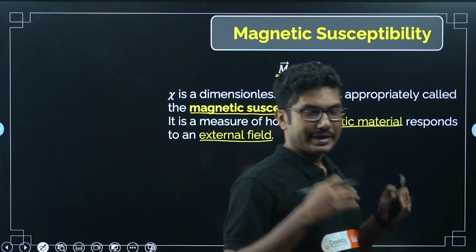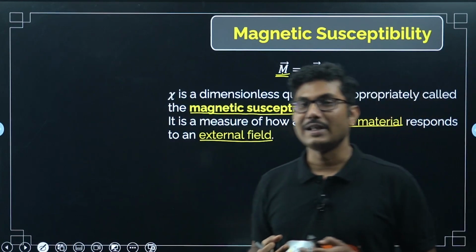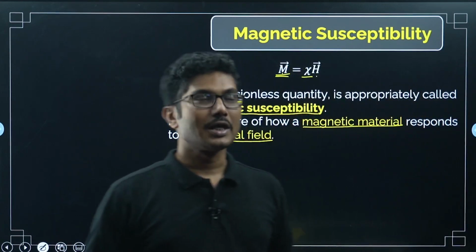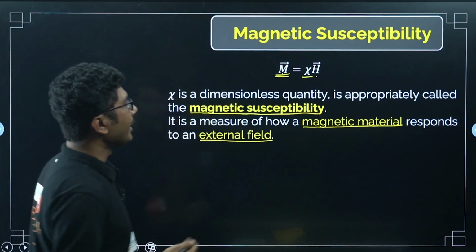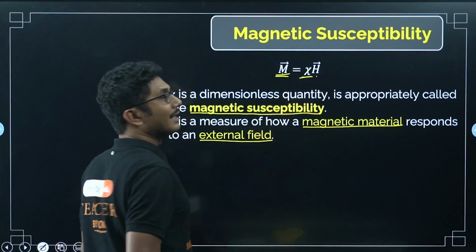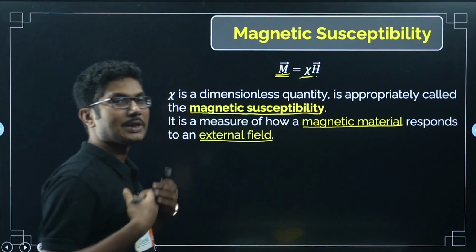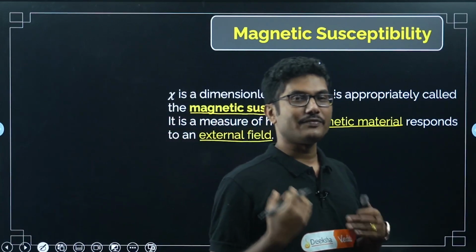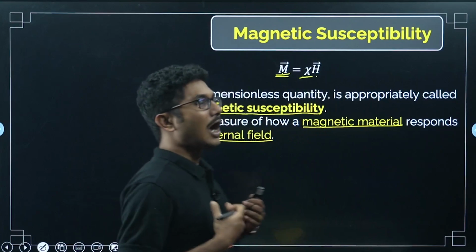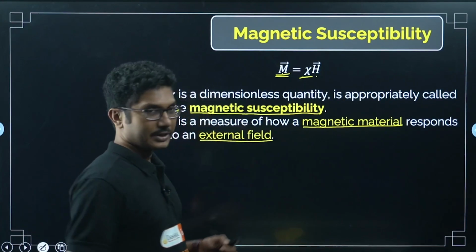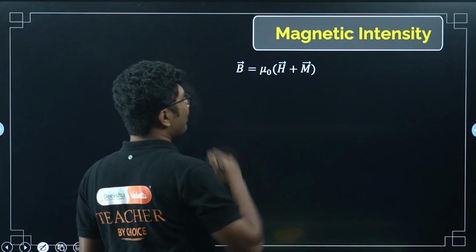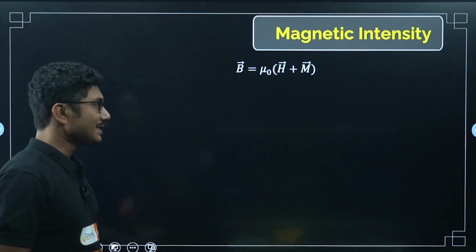Will it attract the magnetic field lines? Will it repel the magnetic field lines? Or what will happen to that material? That is the main point of this term, magnetic susceptibility. How much susceptible this is to the external magnetic field. Susceptible means how much you can resist, how much you can adapt. That is called susceptibility. We already know that B is equal to mu naught times H plus M.